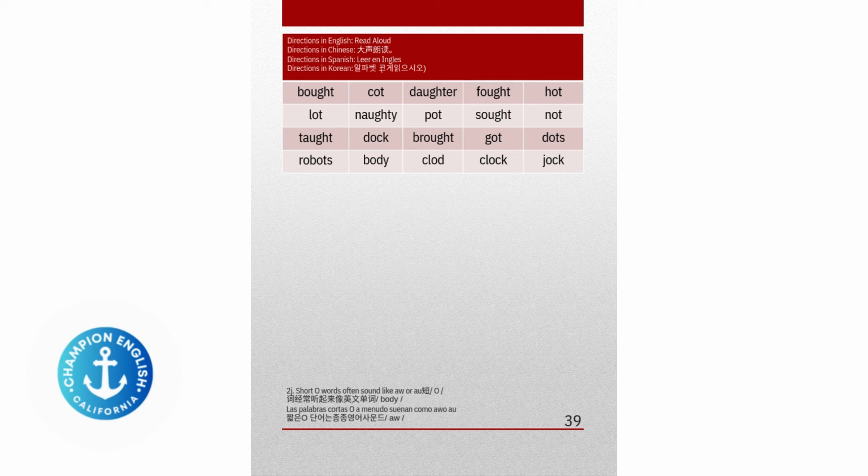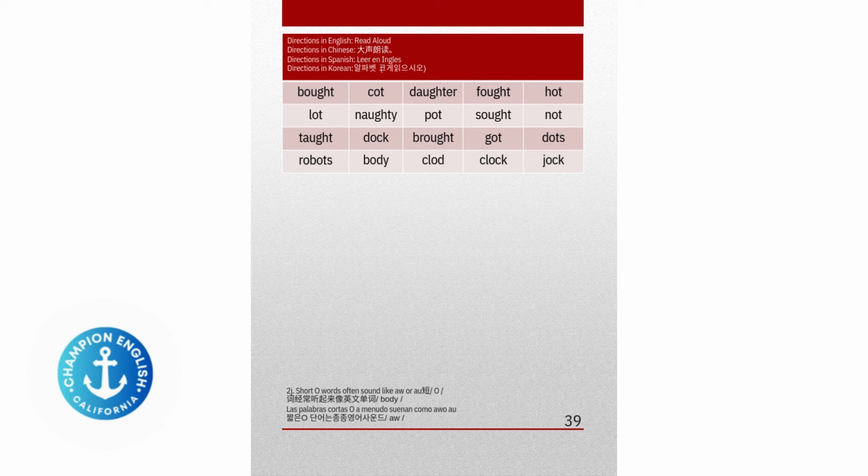We also have a few other words here. Cl and ought, clod. Cl and ock, clock. J and ock, jock. And I missed b and odd, body. Okay, now go ahead and say each word again by yourself.